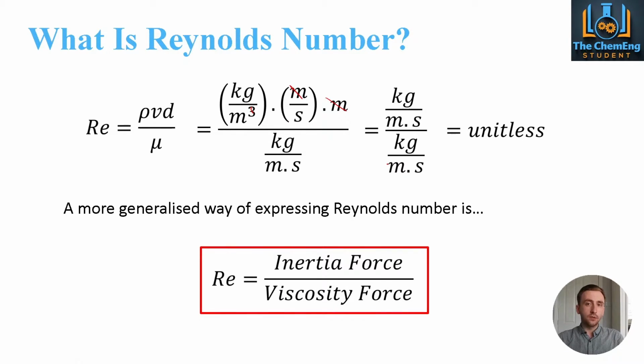Now, a more generalised way of expressing Reynolds number is essentially to find the ratio between what's known as inertia forces divided by the viscosity force. So granted, it's only the viscosity on the denominator, but the inertia forces basically account for how it actually flows. What I mean by that is it accounts for the speed, so we have the velocity in here as well, and it also takes into account the geometry of the system as well. So that's what we mean by inertia forces.